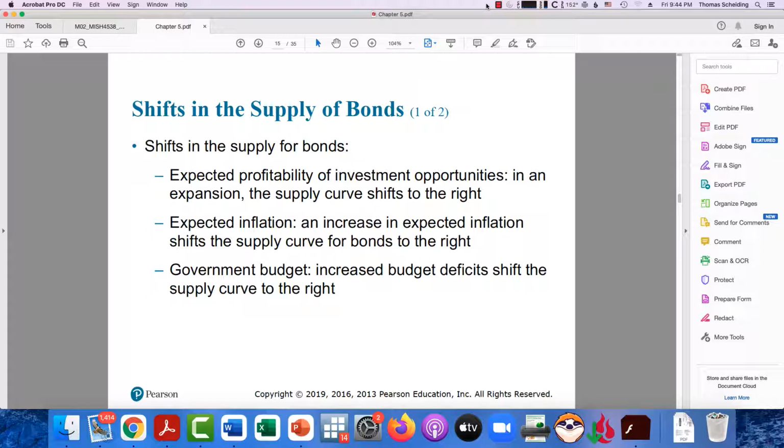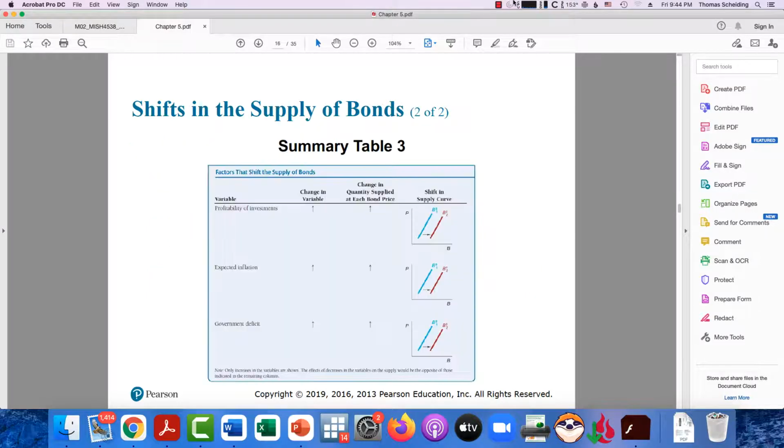If inflation is expected to be higher, then firms are definitely going to borrow more because it's going to be easier to pay back those loans. And finally, if the government issues more bonds because it's running a deficit, that's also going to be reflected by the supply curve shifting to the right. And that's what we're seeing here.